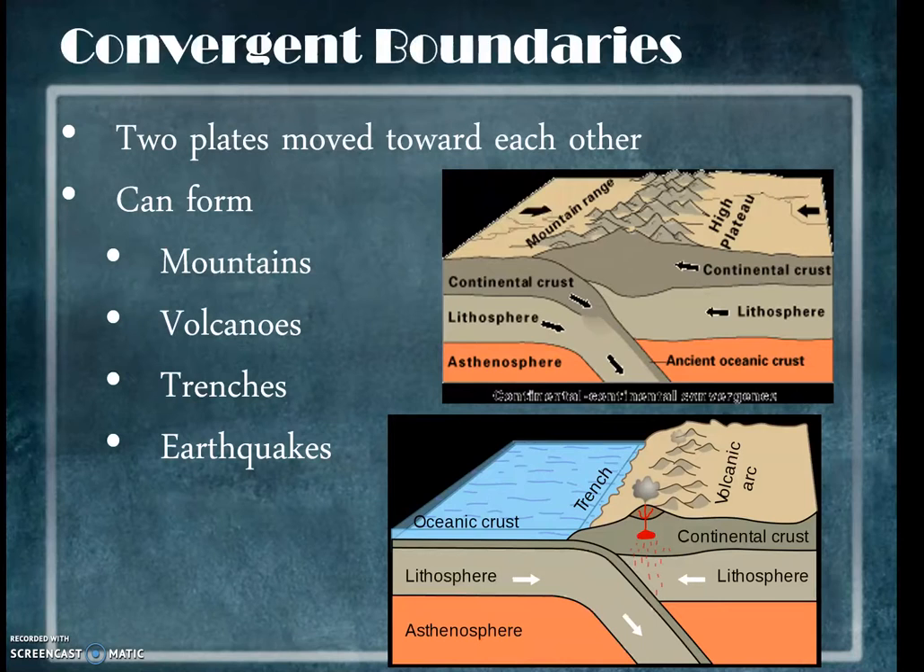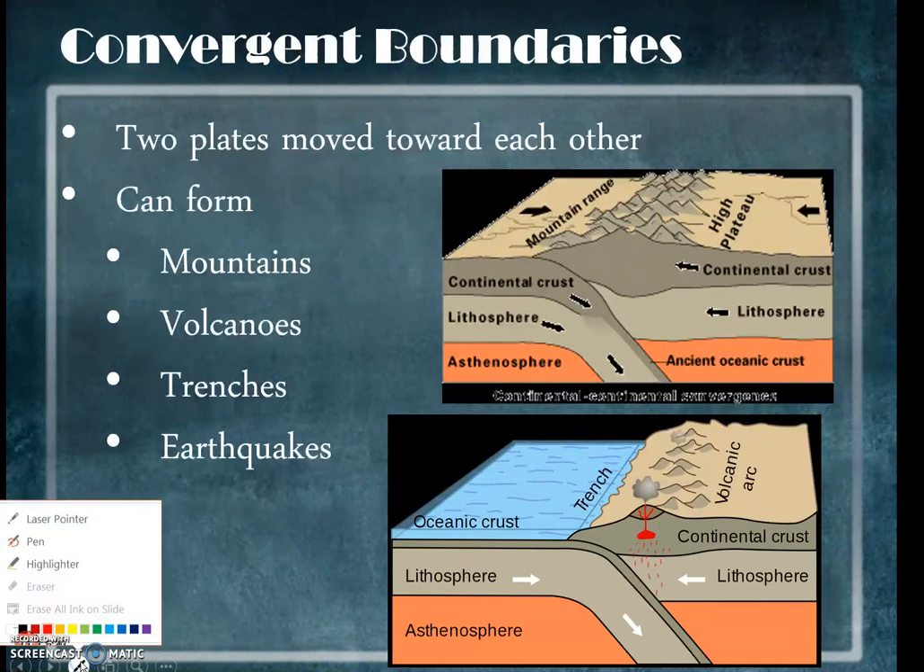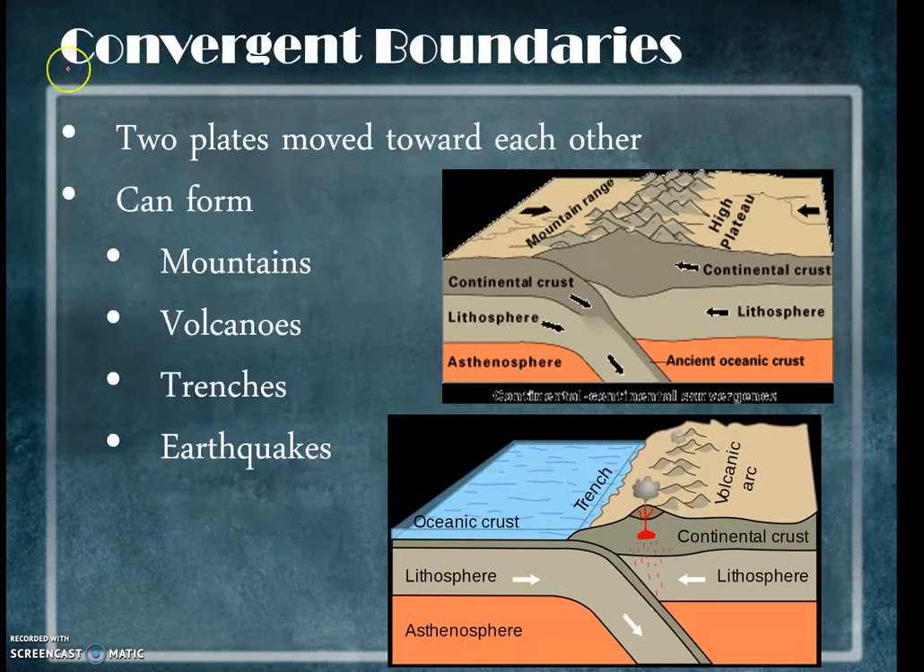All right, so all of these moving plates cause different types of boundaries. The one thing that can happen is called a convergent boundary. A convergent boundary, as the base word converge would tell us, when two things converge, they come together. So in a convergent boundary, two plates move towards each other. A couple different things can happen.